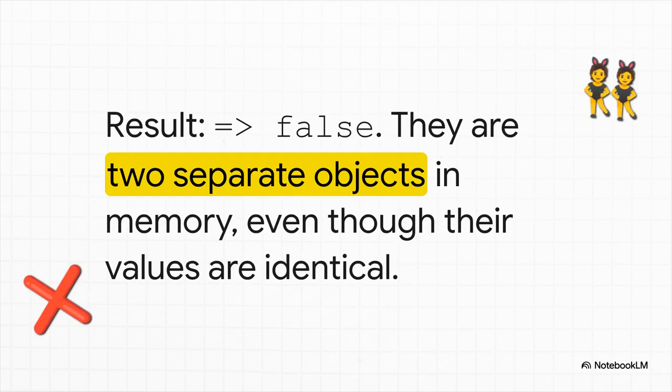Nope, the answer is false. Even though the letters are identical, Ruby went ahead and created two totally separate objects in memory. Each one has its own unique address. That's what we mean when we say a new object is created each time.